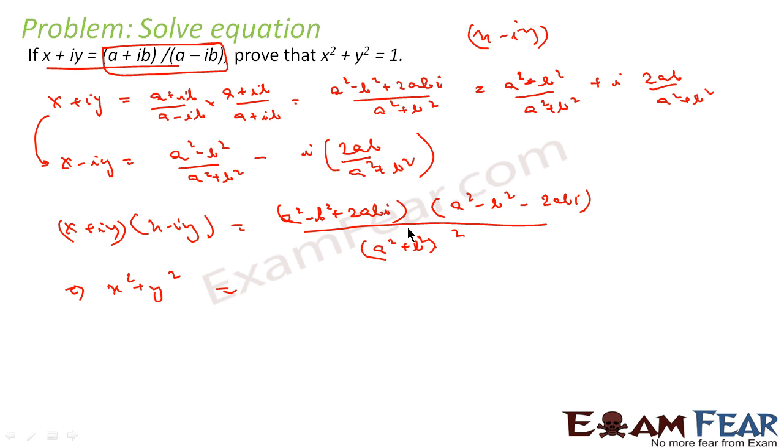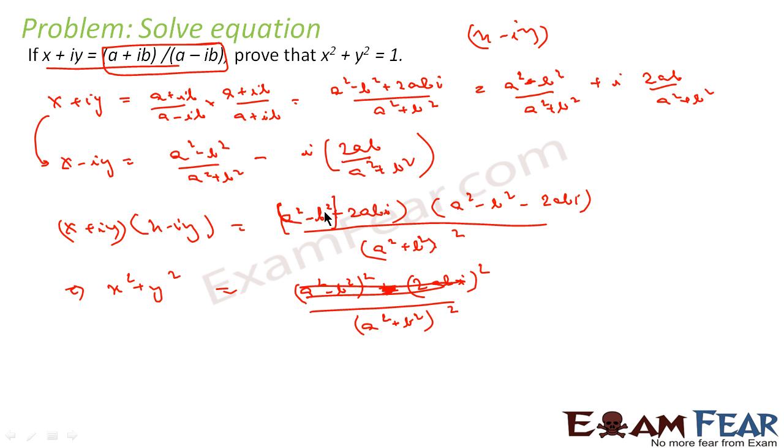Now we have to solve this. So this is nothing but, you see, this is x, this is y, this is x, this is y: x plus y into x minus y. So you get x square minus y square, sorry, over a square plus b square whole square. Correct?